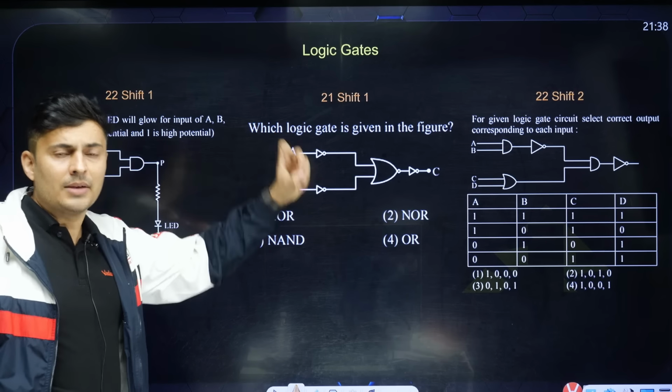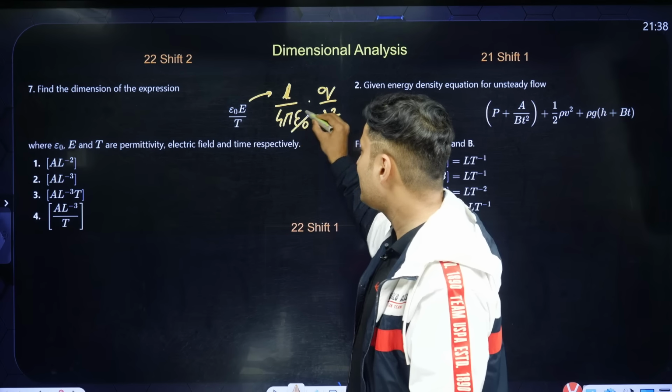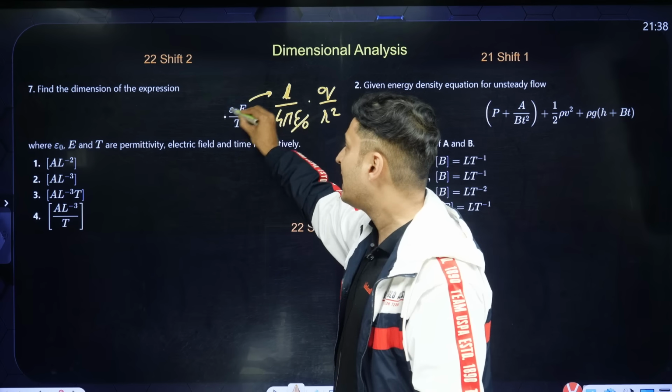Now, dimensional analysis has come in almost every single shift. Many times it has been seen that if you do not know other chapters, you will suffer in dimensional analysis. For example, take this: the dimensions of epsilon naught E by T were asked. If you think you need to know the dimensions of permittivity, you are wrong. Think logically: the field has the formula 1 by 4 pi epsilon naught Q by R square. So this epsilon and that epsilon just get cancelled. Knowing the formulas becomes very, very important in dimensional analysis.